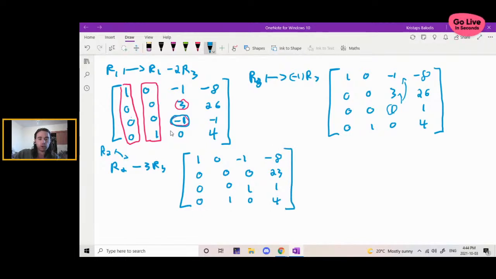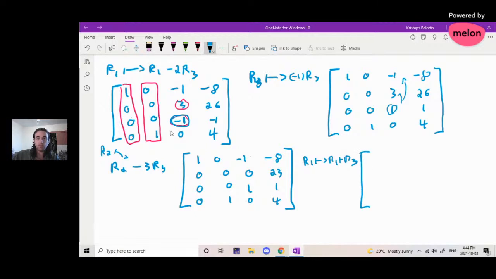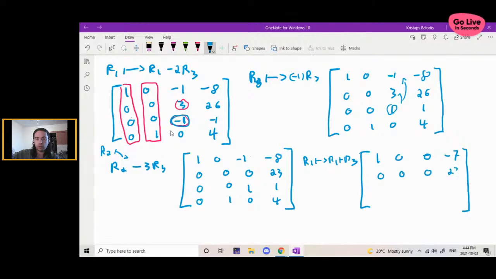And then I still want to knock out this one up top. So I could go row 1 becomes row 1 plus row 3. So I get 1, 0, 0, minus 8 plus 1 is minus 7. 0, 0, 0, 23, 0, 0, 1, 1, 0, 1, 0, 4.